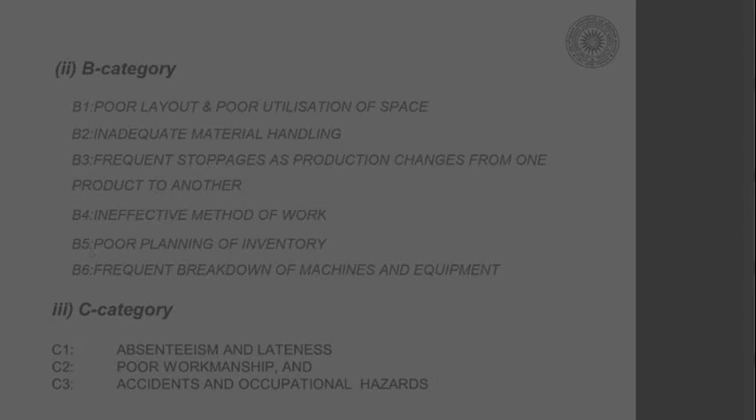B5 is poor planning of inventory. If we require proper tooling, proper fixtures, proper raw material, proper lubricants, proper accessories, and they are not available in the stores and it takes time, because of which some production process is stuck, then that goes to the B5 category. And then B6, frequent breakdown of machines and equipment. If we do not have a good maintenance department, all these six categories will fall under the B category, and they will be responsible for generating the excess work.